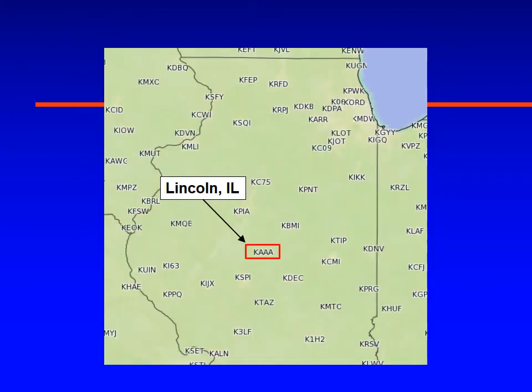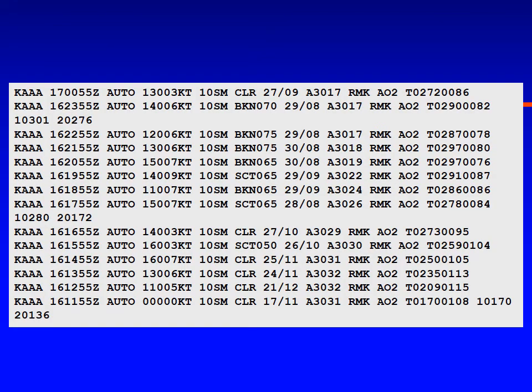We're going to look at the METARs for Lincoln, Illinois. The airport identifier is KAAA. Here are the METARs, and the latest METARs are on top and the earliest ones are on the bottom. This starts at about 12 Zulu and runs until about 1 Zulu in the afternoon or evening. And starting out in the morning, the winds are very light, visibility is great, and the sky is clear, allowing ample solar radiation to impinge the ground.